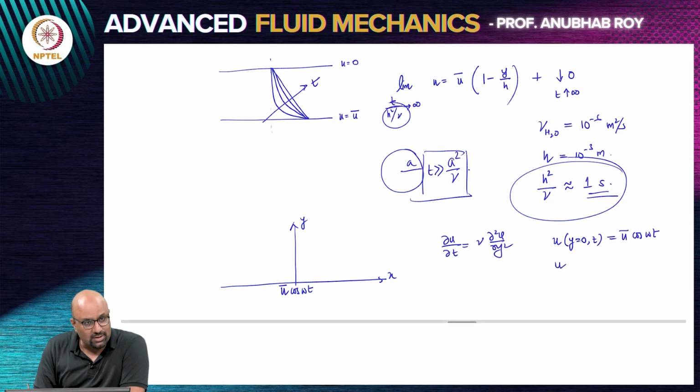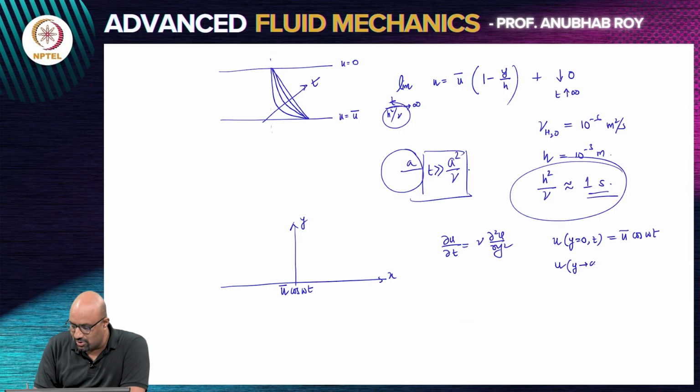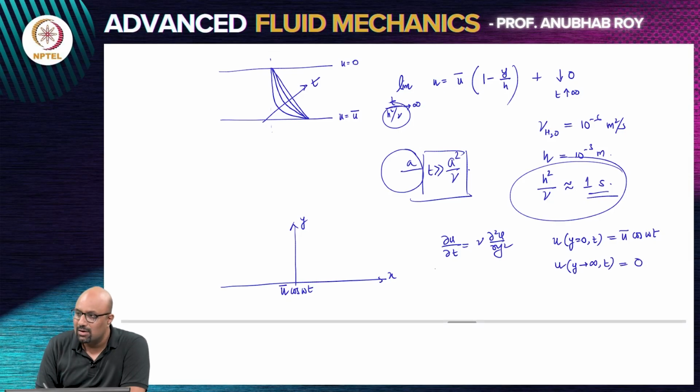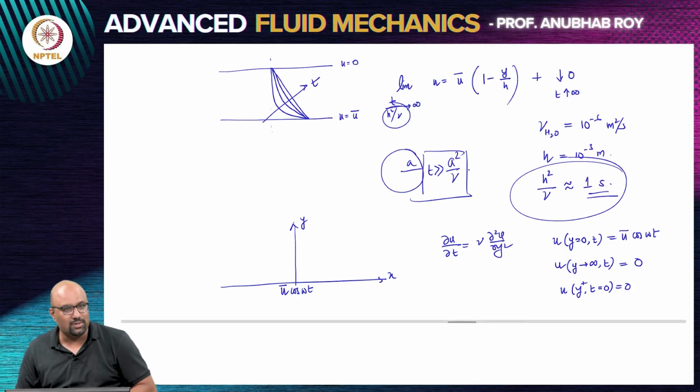And the other boundary condition is u as y approaches infinity for all time will be 0, which means the fluid velocity decays off to 0 at infinity and it equates to the plate velocity at the location of the plate. That is basically a no slip boundary condition. Now this is an initial value problem, so you also need an initial condition. So the initial condition would be that the velocity everywhere, I am putting y plus here because there is a discontinuity exactly at y equals 0. So for any positive value of y at t equals 0, the fluid velocity is equal to 0. It's the same set of boundary and initial conditions that we had earlier.